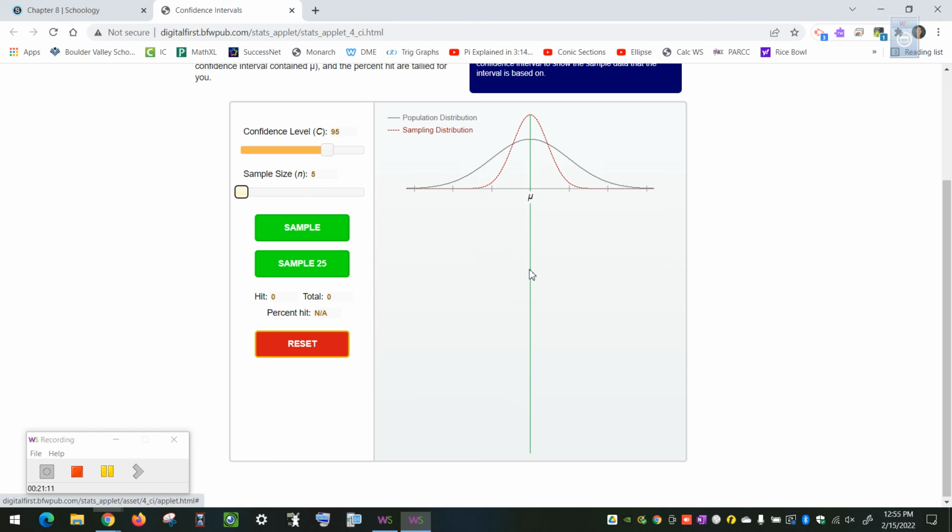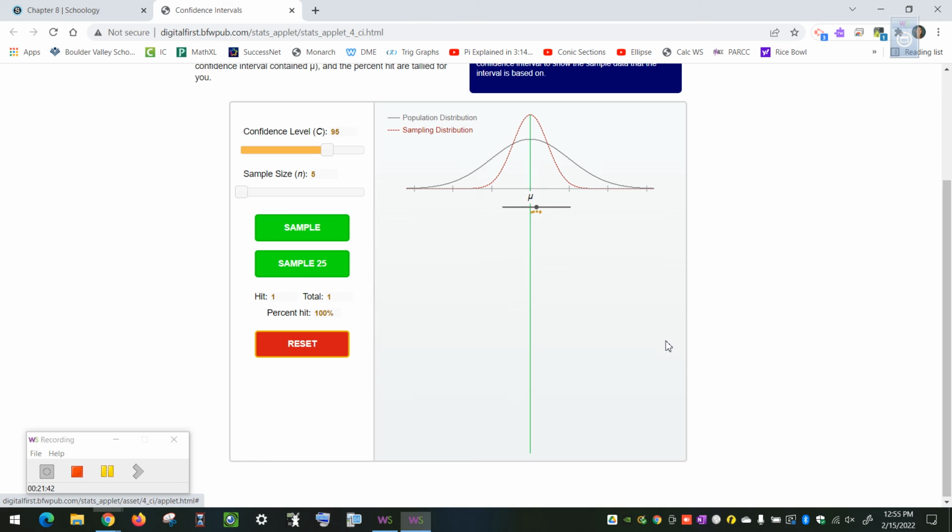Okay, so what we're going to do here, when we click sample, it is going to choose an SRS from the population, and it's going to display the resulting 95% confidence interval. So let's go ahead and do that. I'm going to do that on my screen. I'd like you to go ahead and do that on yours.